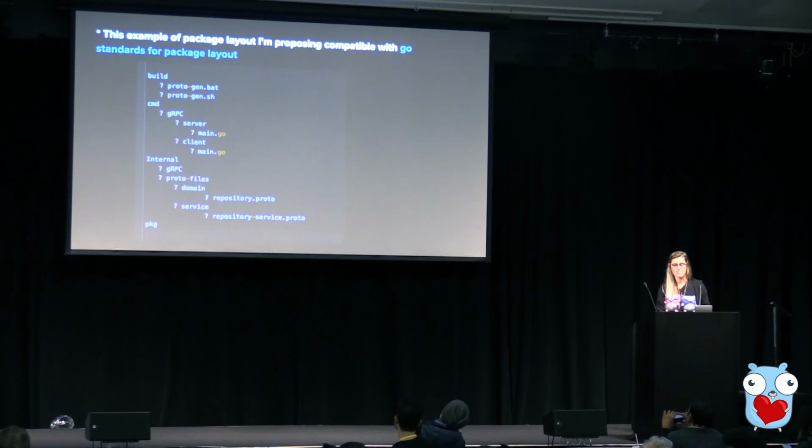So this is an example I wanted to show in order to give you a basic idea how you can structure your package using gRPC, right? This is basically, if you Google Go standards for package layout, that's what you will find, and adding gRPC to it probably will look similar to what I'm proposing here, or exactly like this.